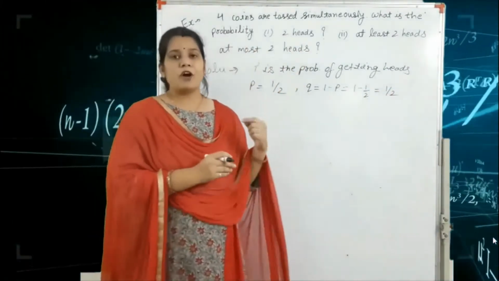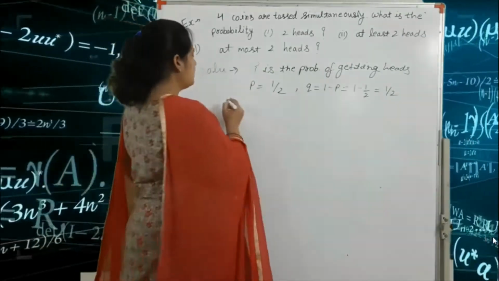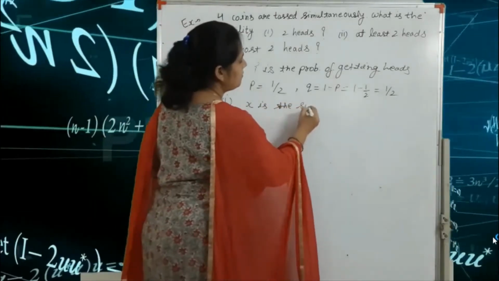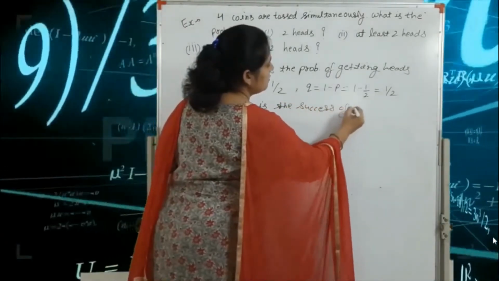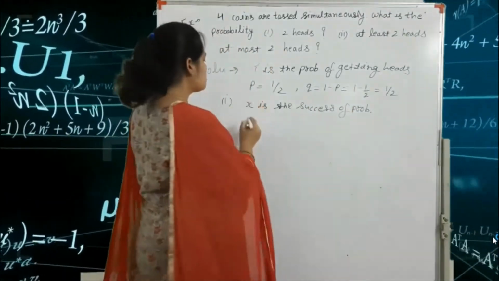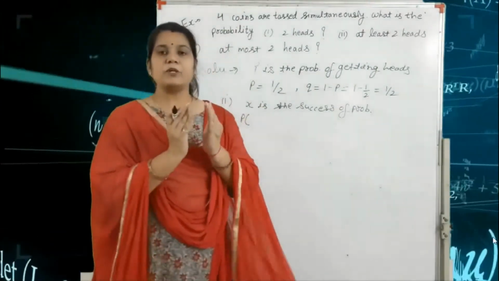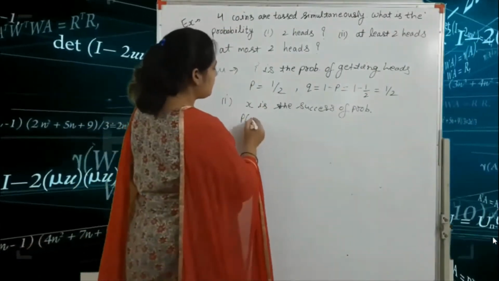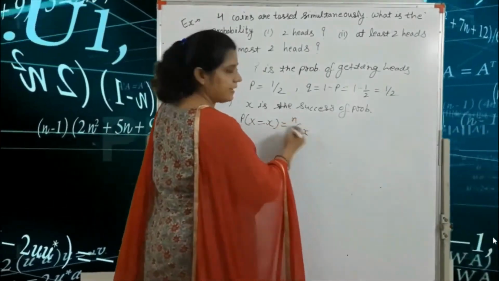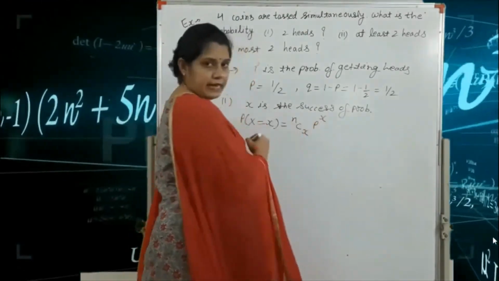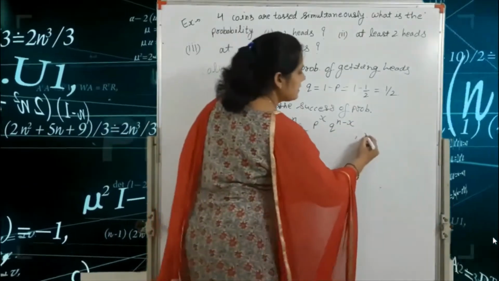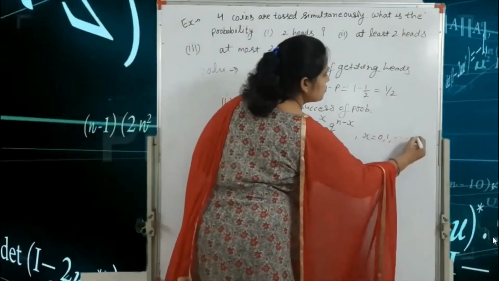Okay, next we consider X as the number of successes, that is, getting heads. First we write the formula of the binomial distribution. P(X = x) is equal to nCx p raised to the power x q raised to the power n minus x, and here x is equal to 0, 1 up to n.